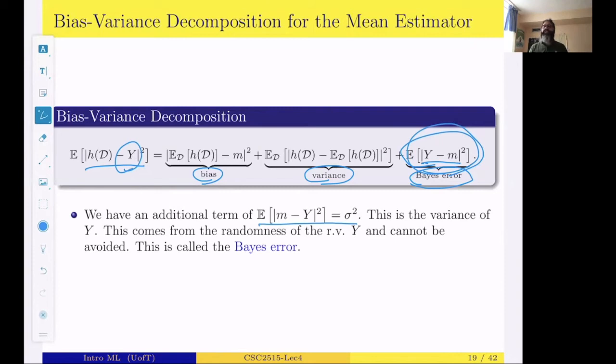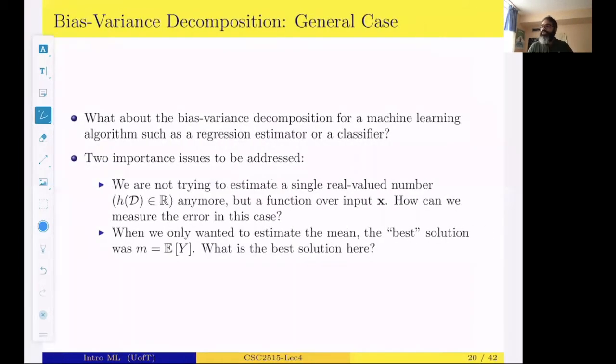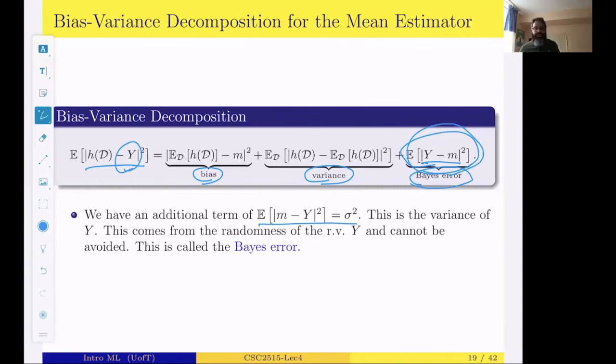This is kind of like the randomness that is in the data set that cannot be avoided. And in the case of this mean estimator, it would be essentially the variance of that random variable. Okay, any questions so far?